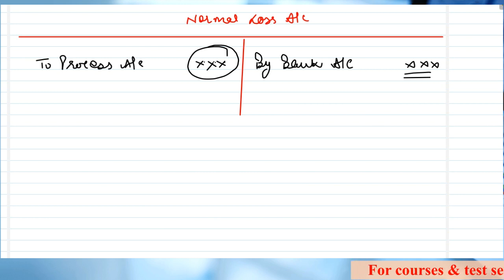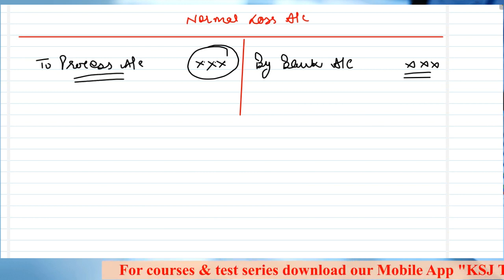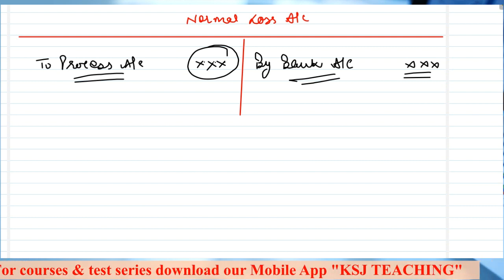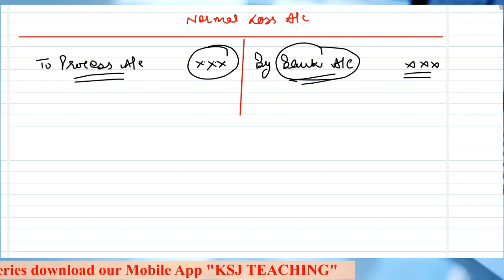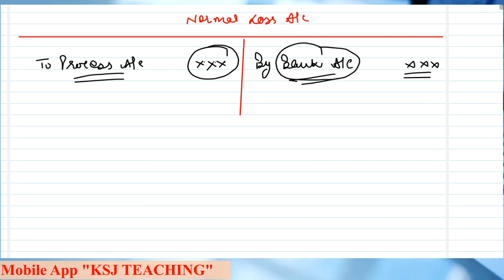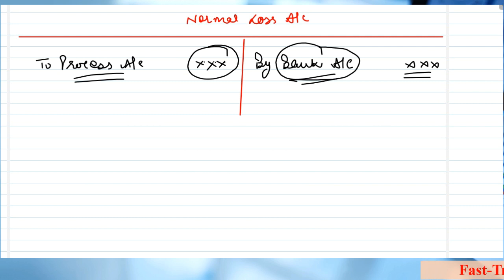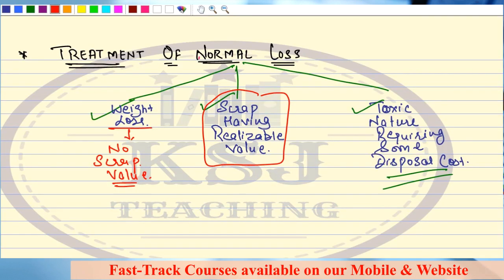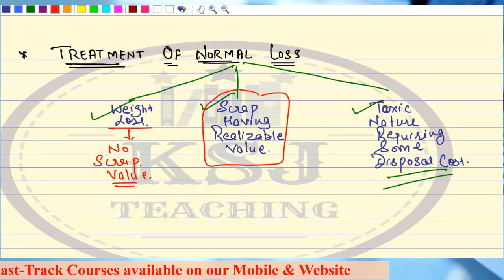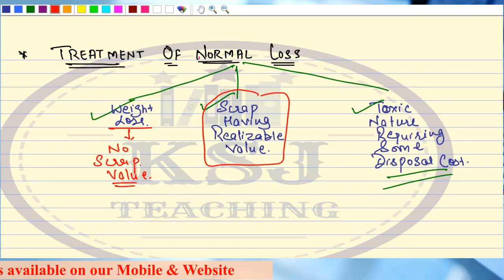So in this case, the normal loss account is to be prepared by this way: to process account and by bank account. That is, you have received the amount of scrap which will reduce your cost. Clear? This is about the normal loss account. In the last lecture, I told you that I will discuss the normal loss account when I will discuss the normal loss, and this is about the normal loss account. So I hope this is clear, how the treatment of the normal loss is done in process costing in the various processes.